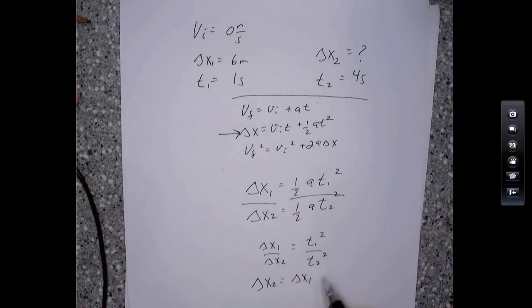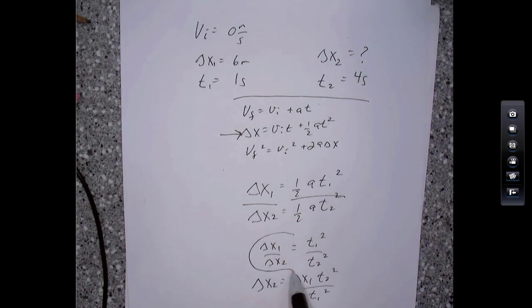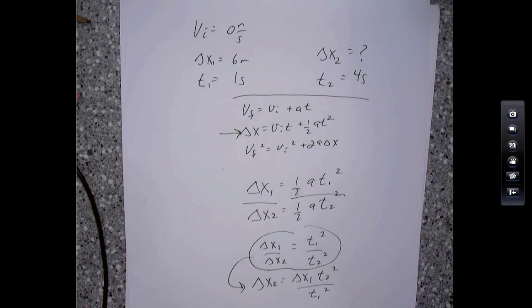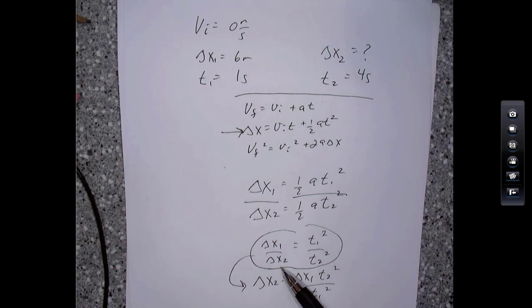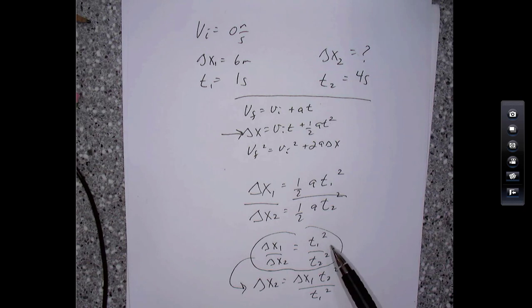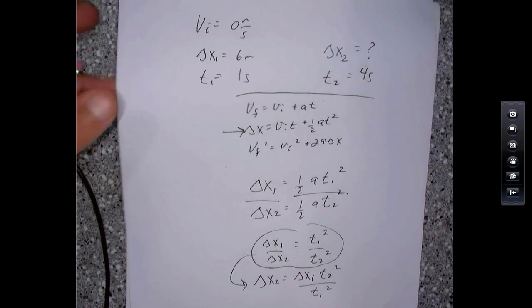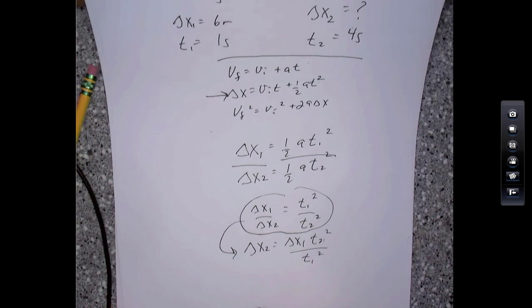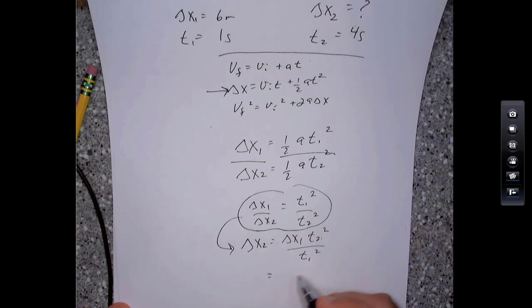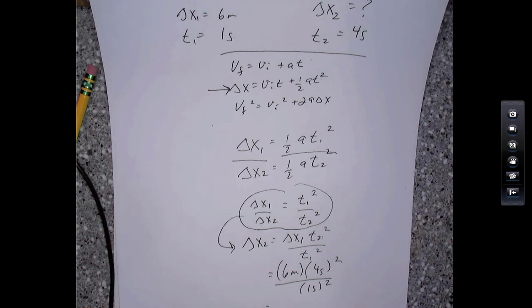Delta x2 equals delta x1 times t2 squared over t1 squared. I'm out of room, so I can't give you all the steps, but you can take the reciprocal and then multiply both sides by delta x1, and then you get this. And this is similar to what you saw on the way it was worked out. I'm just showing you where it actually comes from. So this would be 6 meters times t2 squared, 4 seconds squared, divided by 1 second squared. Good, and that's why it's so much bigger than it was before.